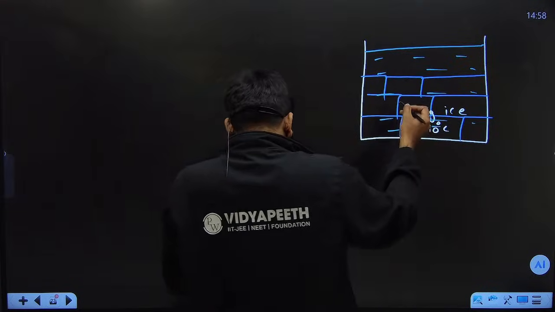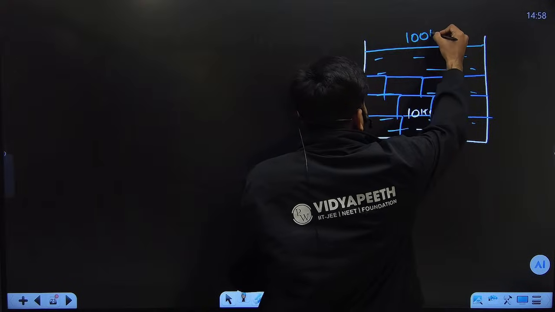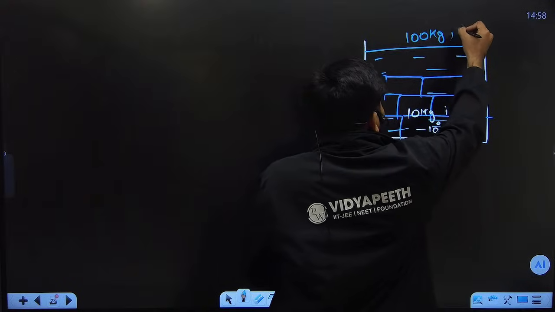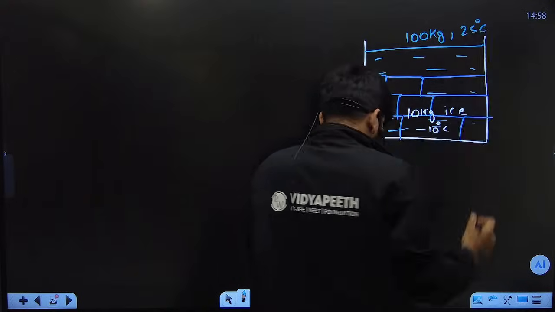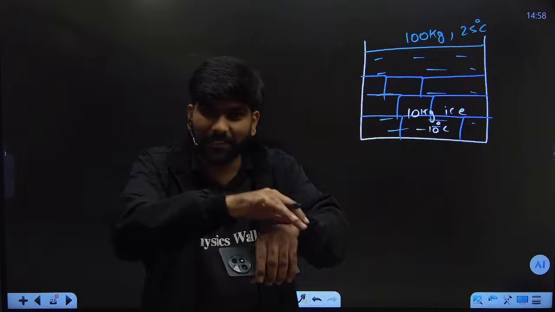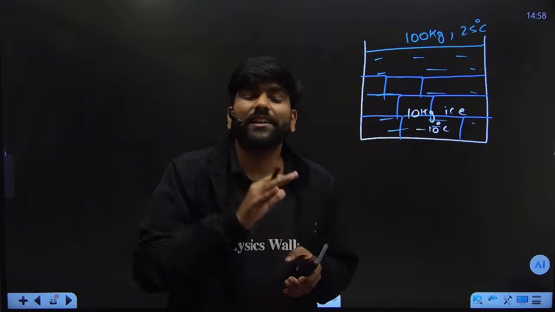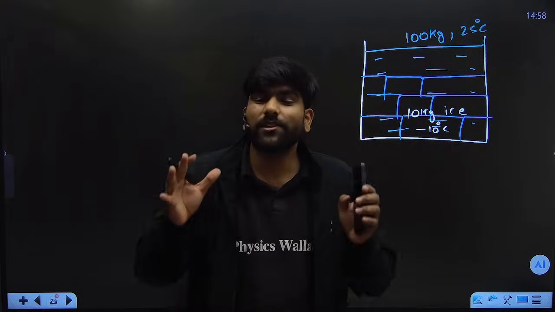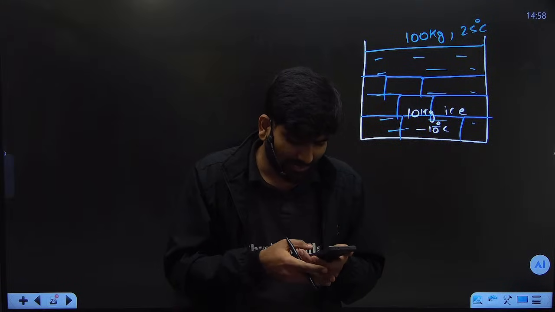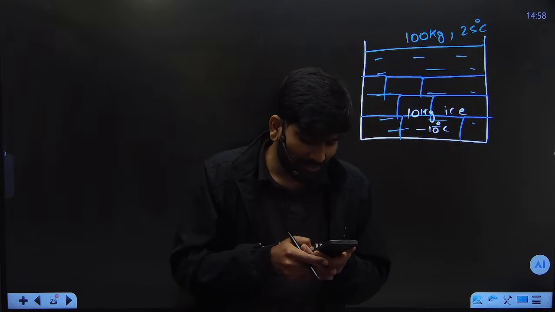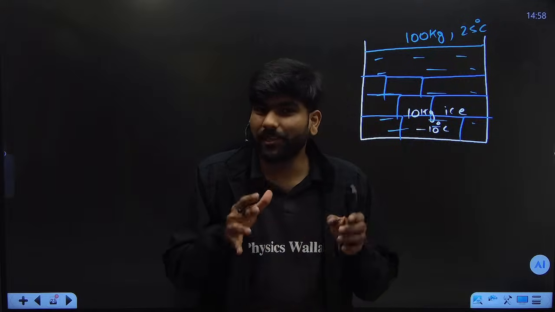Okay, what is the mass of water? It's huge, 100 kg of water, and the temperature is 25 degrees Celsius. We mix it, we let the temperature settle, and finally what they are asking in the question is, what is the final temperature of the mixture in equilibrium in degrees Celsius?